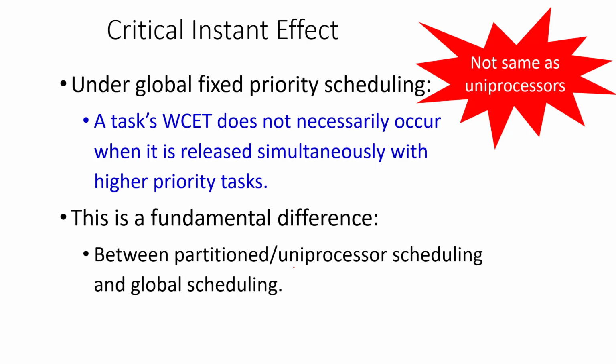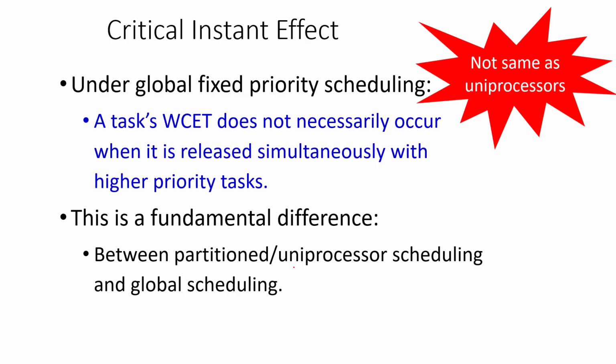Also, there is something called the critical instant effect. What happens is that under a fixed priority global scheduling regime, the worst case response time, I'm using this instead of WCET, does not necessarily occur when all the tasks are released at the same time. All right. Why is this the case?